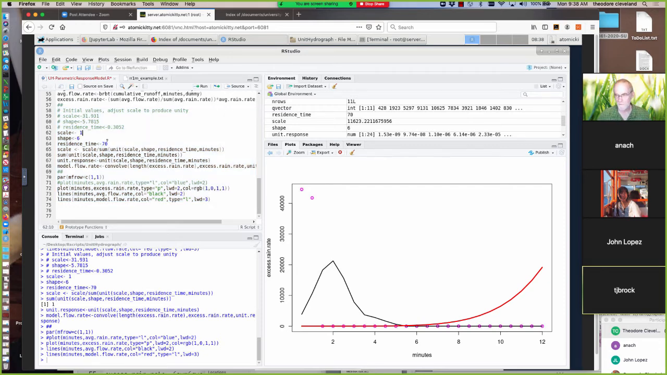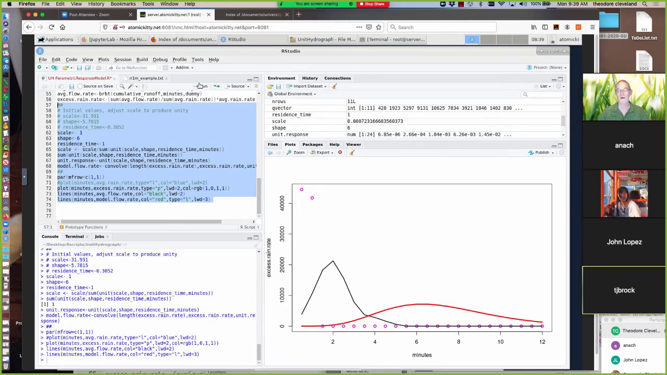Because the peak is way off to the right of the observed one, our residence time seems to be too big. Let's reduce it by a factor of 10, and we'll reanalyze. That didn't appear to do very much for us. We'll go to 1. Okay, so now we have the peak here and the peak here, or at least in the same picture.